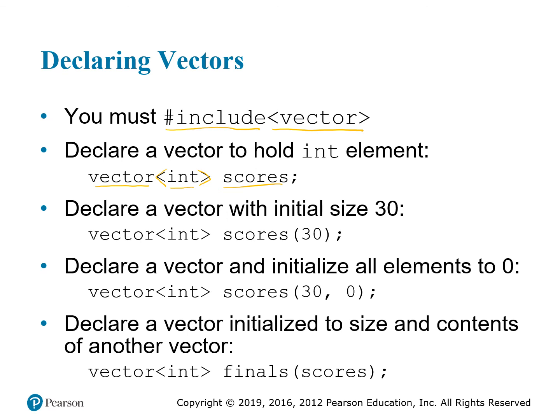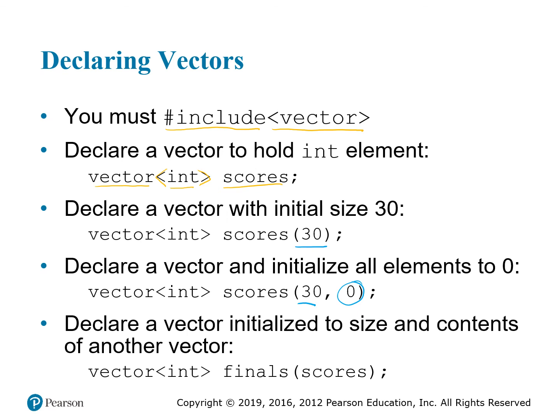Okay, some cool things you can do. You can set the initial size to 30, and it'll just create 30 empty boxes. You can set the initial size to 30 and then initialize all elements to a certain value. So if we want 30 boxes and they're all full of 0, we can do that. If we want 30 boxes and they're all full of 100, have 30 students, give them all a 100 on this assignment, we can do that.